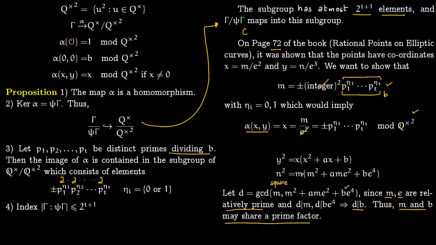So these are all the factors which are coming from b, because these eta i are either 0 or 1. If they are all 0, that means you just have m as an integer square. On the other hand, if they are all 1 or some of them are 0 or 1, they are coming from b. So these p1, p2 all the way to pt are distinct prime factors dividing b.